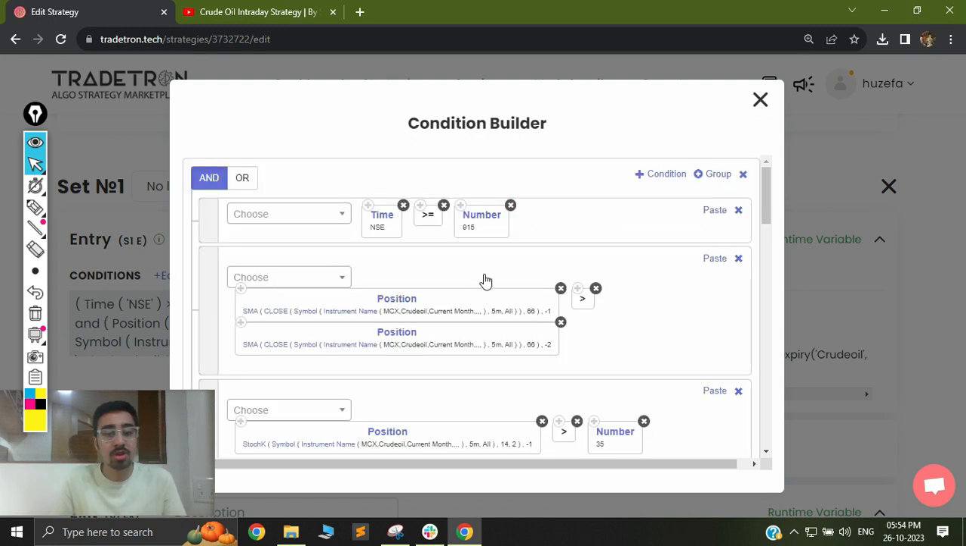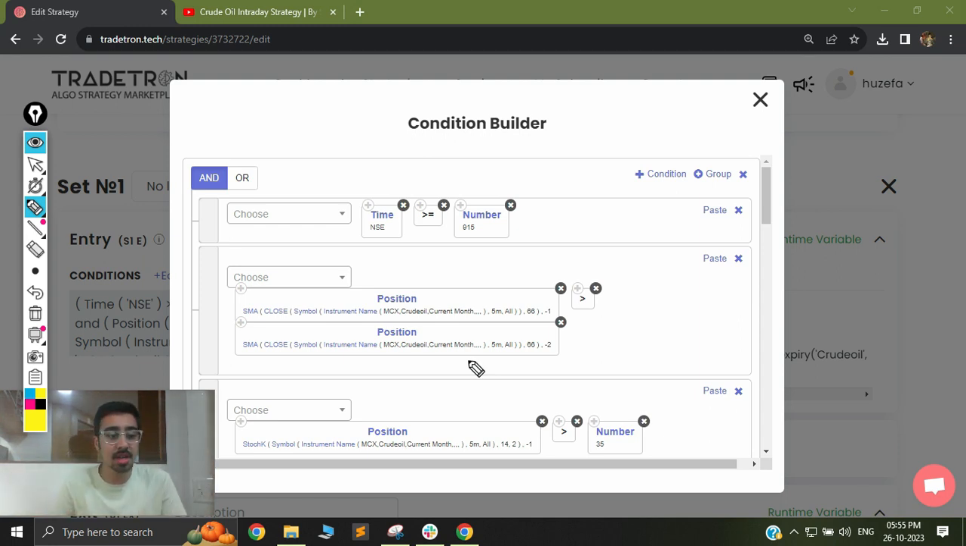So I have my SMA keyword and another SMA keyword which is on the -2 candle. I'm looking at my -1 candle having to be more than the -2 candle. This is for a long condition. If my -1 candle is more than my -2 candle, this means there is an upward slope happening here. So that is the condition for my SMA.